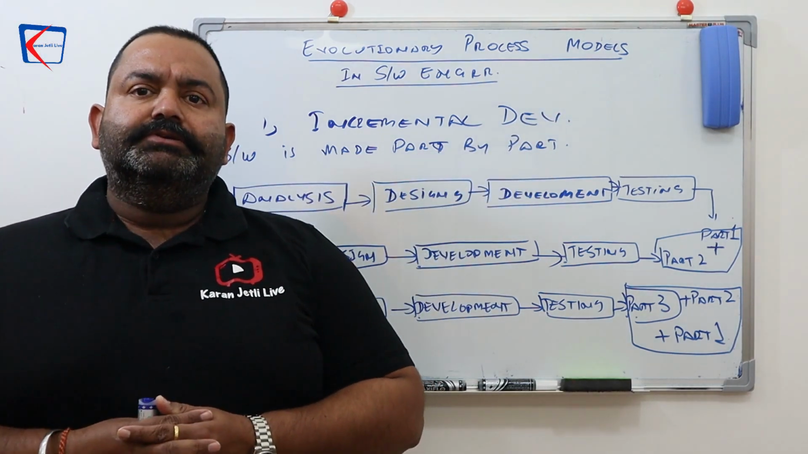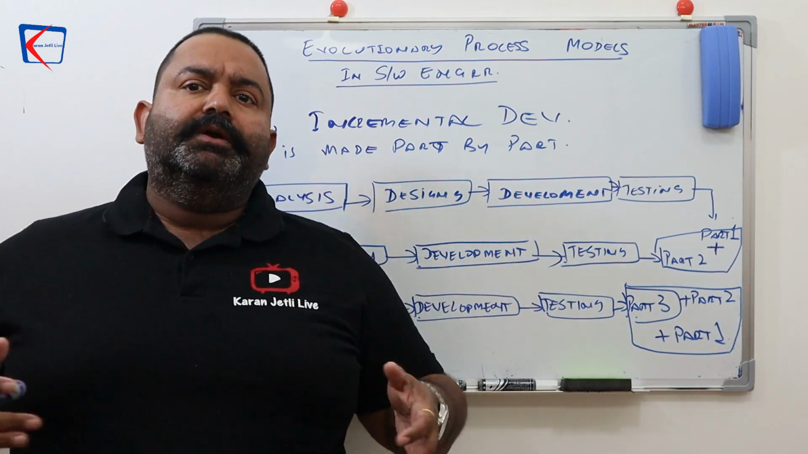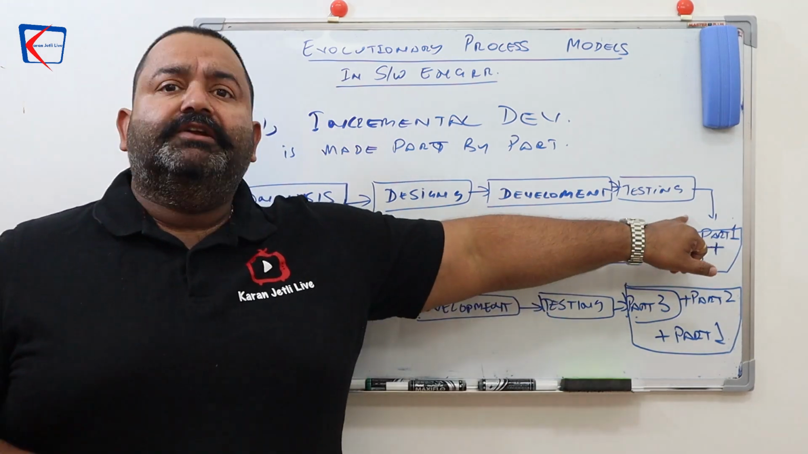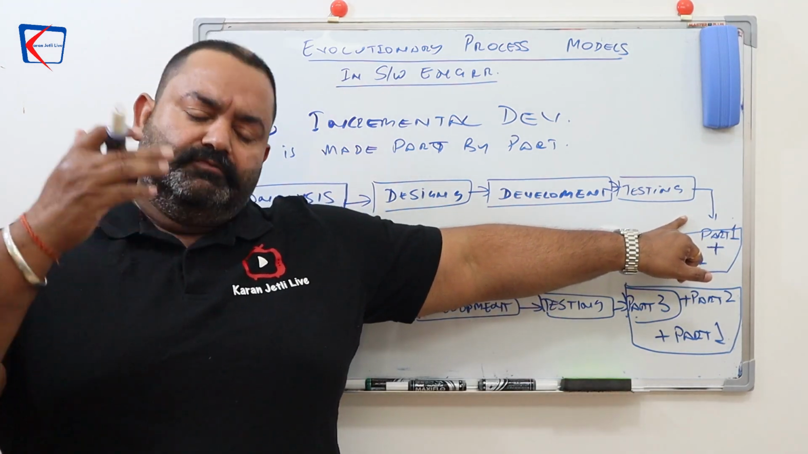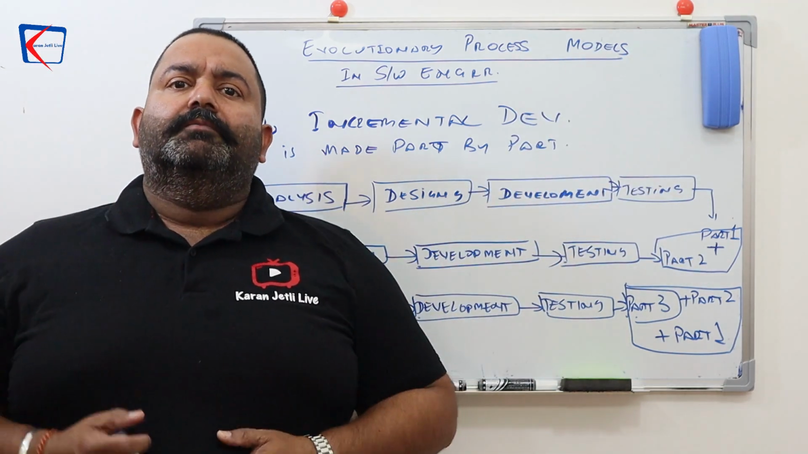So what happens here is your full system is made part by part. Instead of making the full complete system, you make it in parts, or you release different versions, version 1, version 2, version 3, until you release the final product.